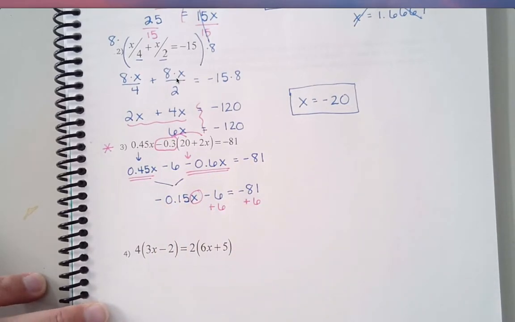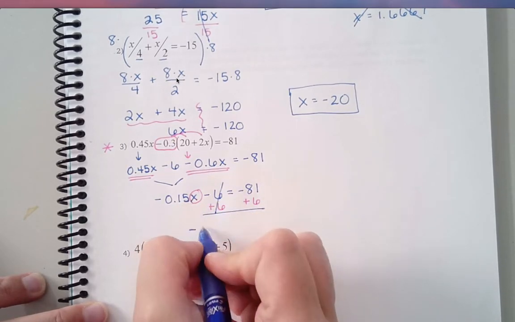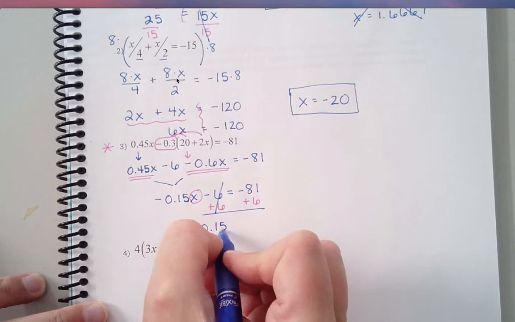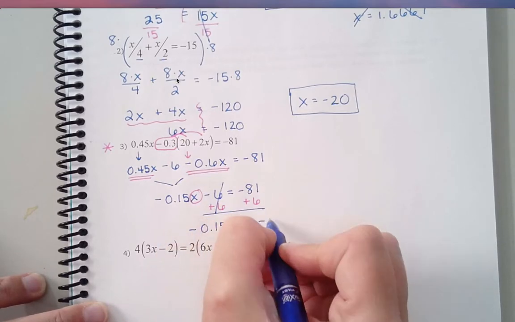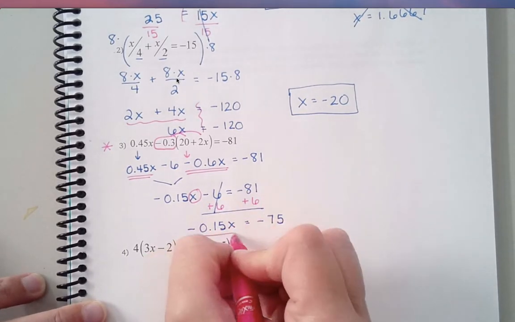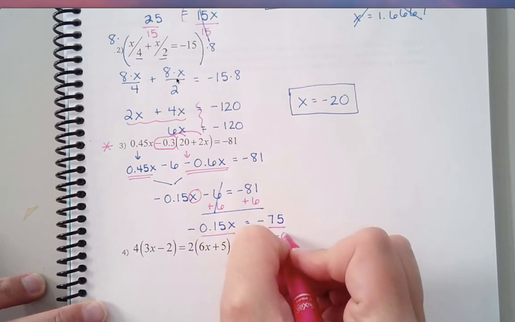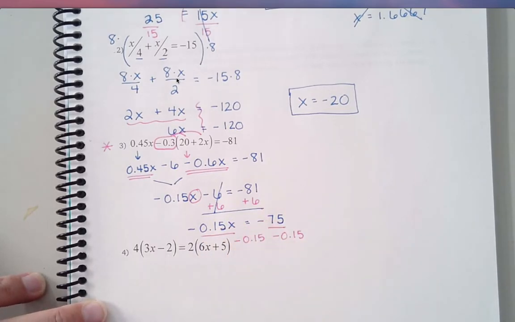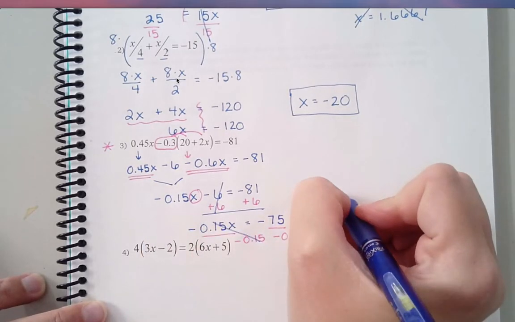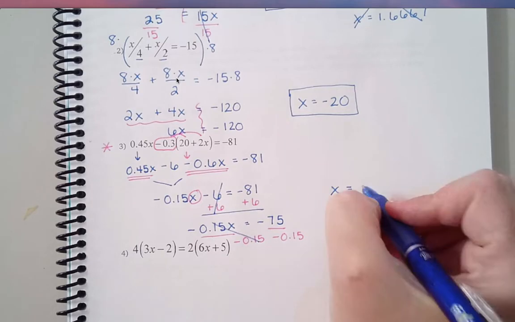Okay. That's going to leave me with, this cancels, negative 0.15x equals negative 75. And then I'm going to divide by that negative 0.15. And I end up with x equals, sorry, my buttons are sticking a little bit, x equals 500.